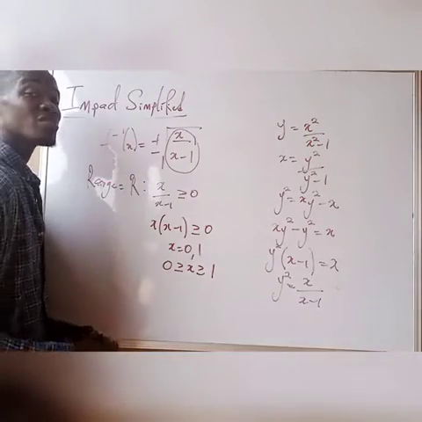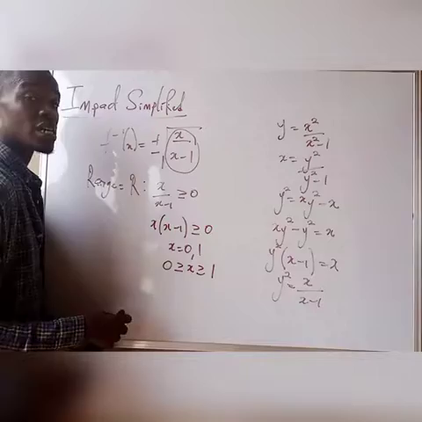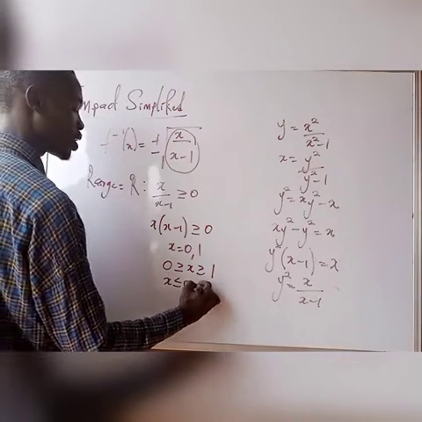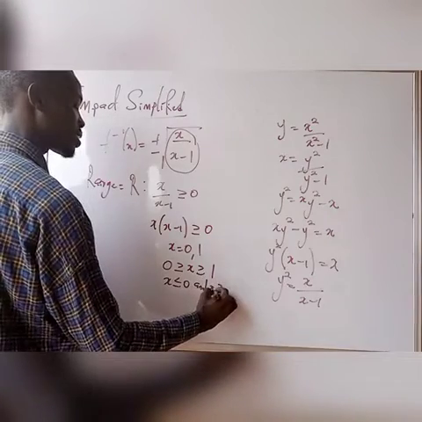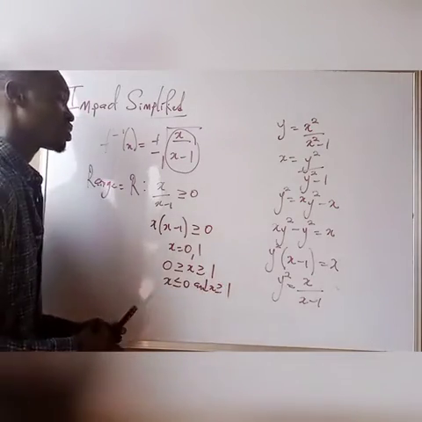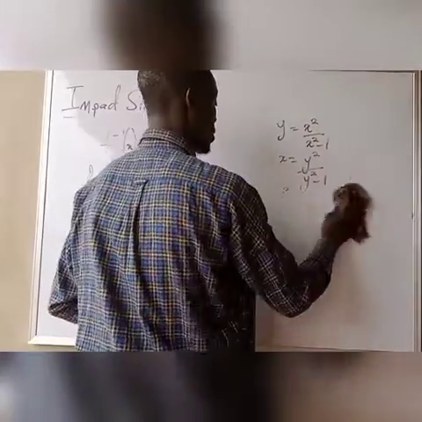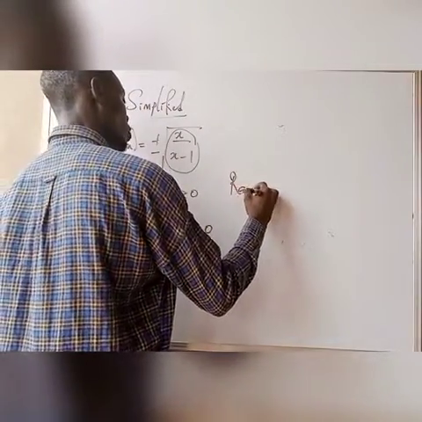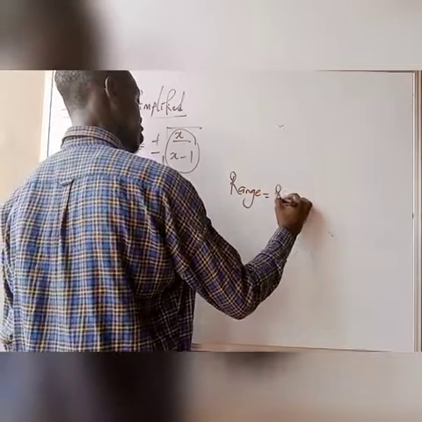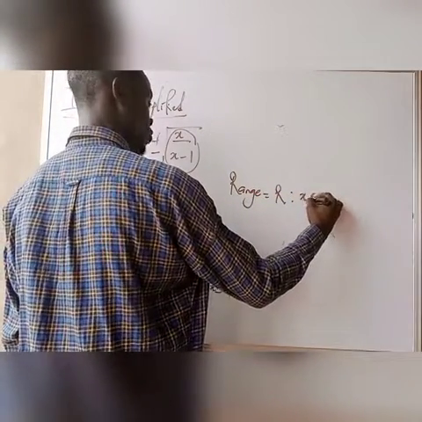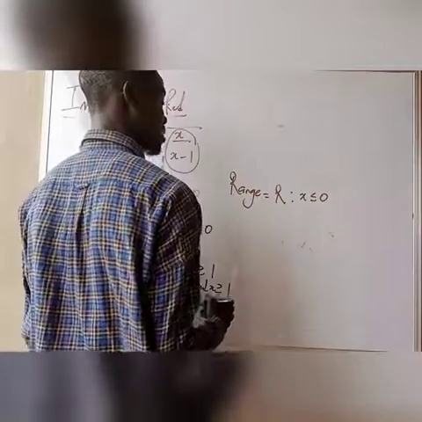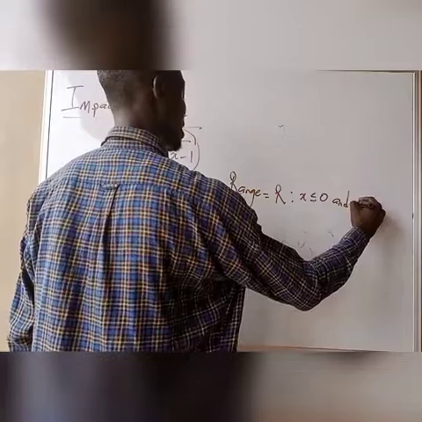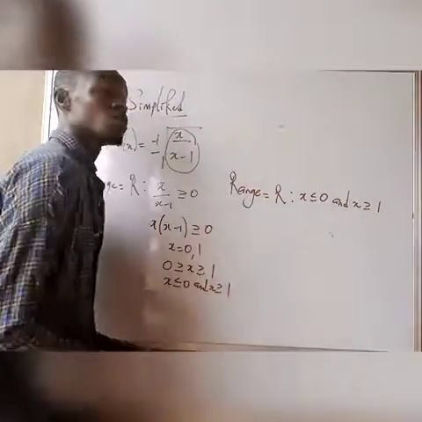But we have to know that greater than is not stable. This is not the final answer. We have to separate it. That means your x is lesser than or equals to 0, and your x is greater than or equals to 1. So that means for your range conclusion now, how can we conclude for your range? Your range is real, and it includes values where x is lesser than or equals to 0, and x is greater than or equals to 1.